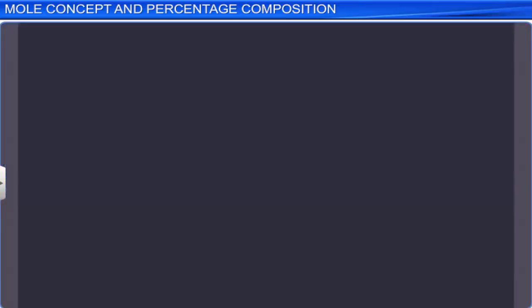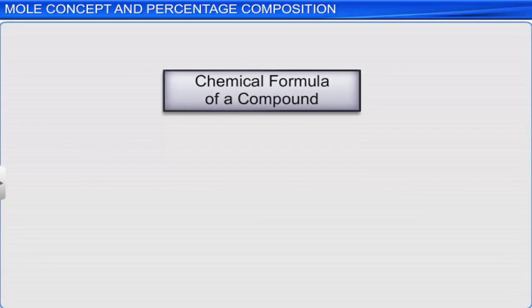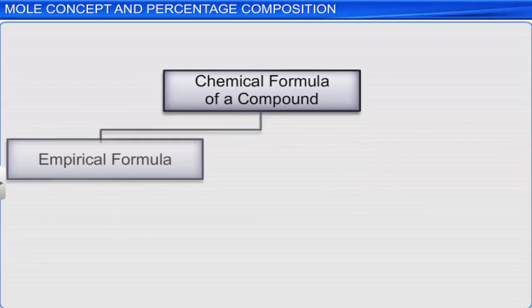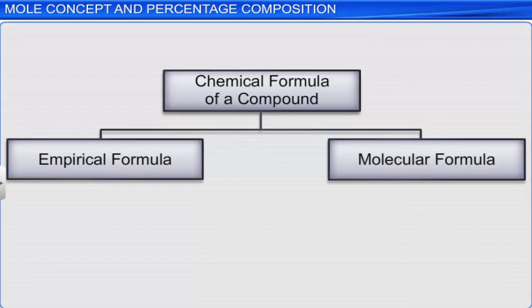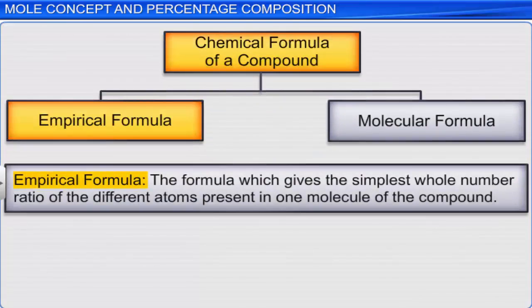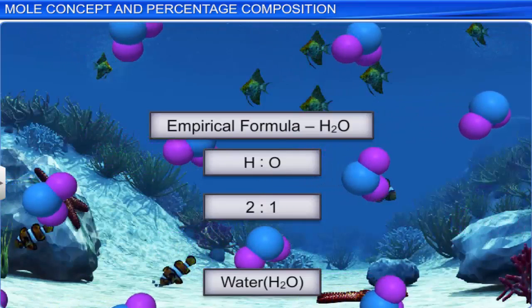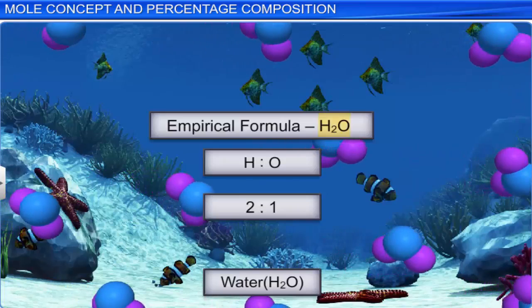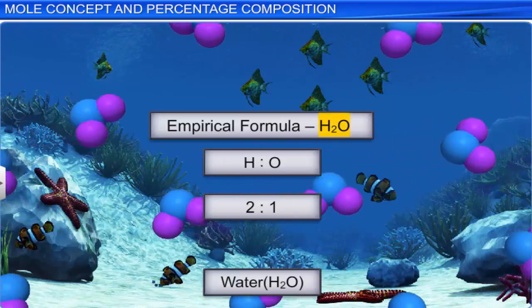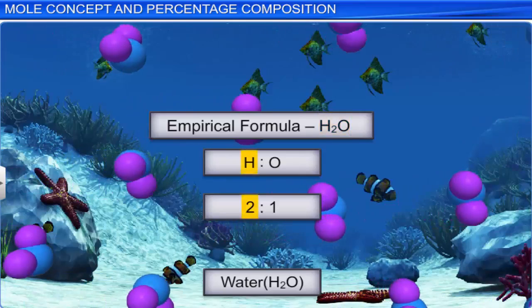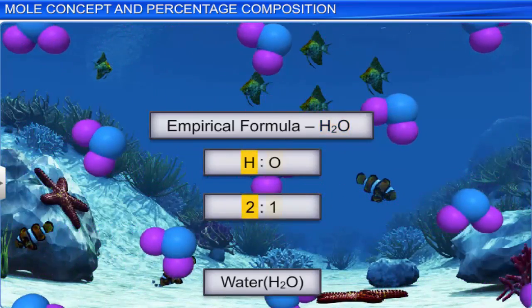The chemical formula of a compound is derived from 2 parts, the empirical formula and the molecular formula. The empirical formula is defined as the formula which gives the simplest whole number ratio of the different atoms present in 1 molecule of the compound. For example, the empirical formula of water is H2O. This indicates that in water, 2 hydrogen atoms are present for each oxygen atom.